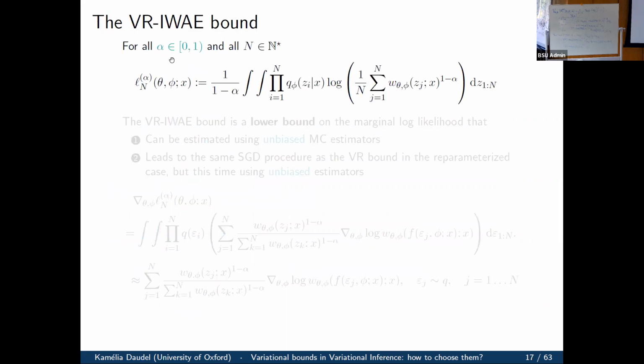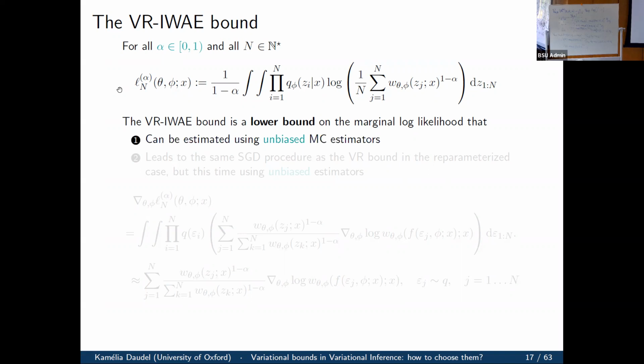I'm going to restrict myself to alpha between 0 and 1. This is the range I'm interested in, and I'm going to exclude 1. I'm going to introduce this formally as the VR-IWAE bound. If I work in that range of values for alpha, the VR-IWAE bound is a lower bound, which can be estimated using estimators. So hopefully Daniel is starting to feel a bit better about the quantities we're working with.